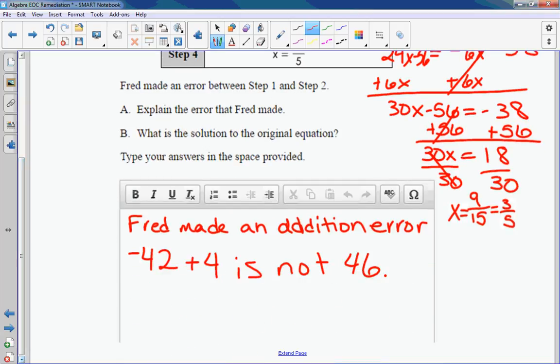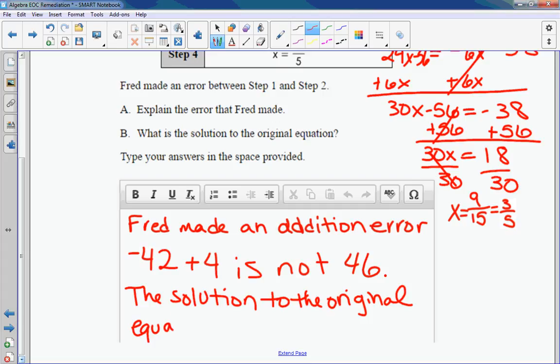Spot to type in our answer. We say the solution to the original equation is 3 divided by 5. Now they do not give you a spot to enter in a fraction, so make sure when you type in, just use the /. It's down there with the question mark on your keyboard. This would be a full credit answer.